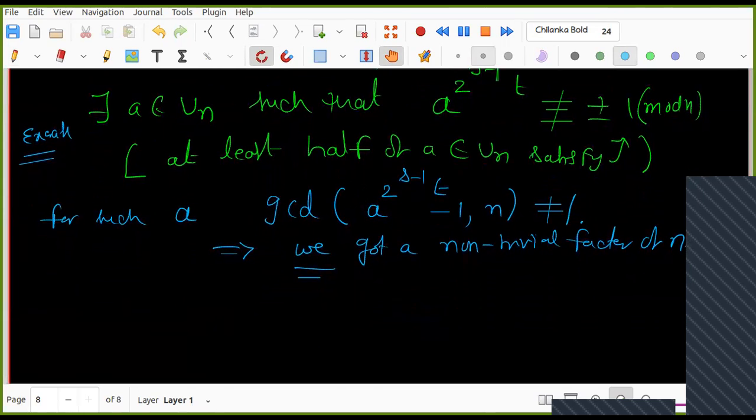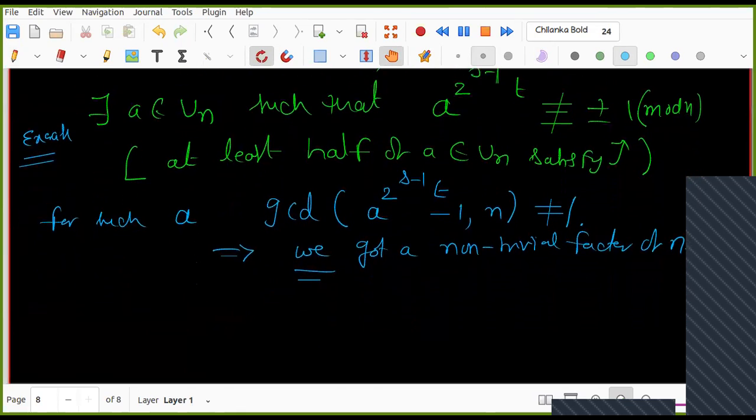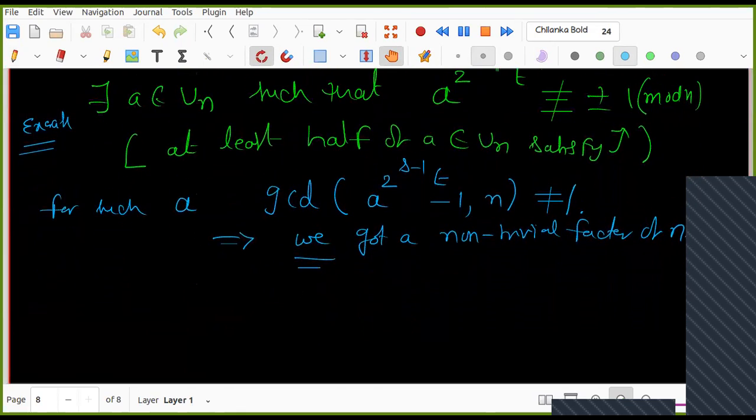So is it okay? Yes, sir. Once we have this, we have one factor, can we get another factor? Obviously, n is a product of only two prime factors. In fact, randomly we can choose a, and in at least 2 steps on average, we can get a factor of n.